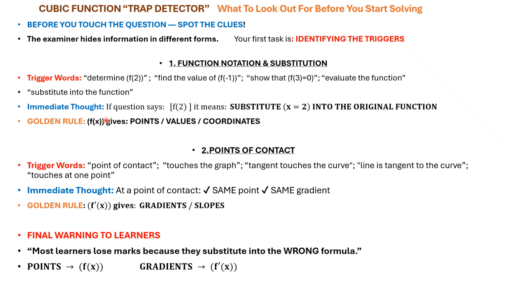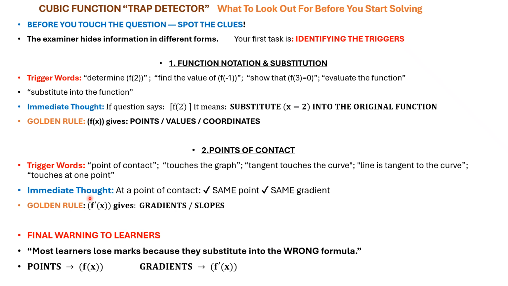Golden rule: f(x) gives points, values, coordinates, right? So when I substitute in the x value, I get the y value, and therefore I have the coordinates for x and y. For points of contact, the trigger words are: point of contact, touches the graph, tangent touches the curve, line is a tangent to the curve, touches at one point. At the point of contact, we have the same point and the same gradient.